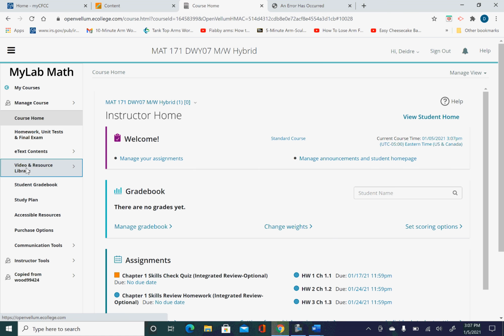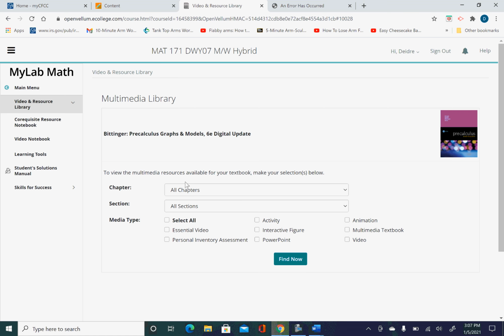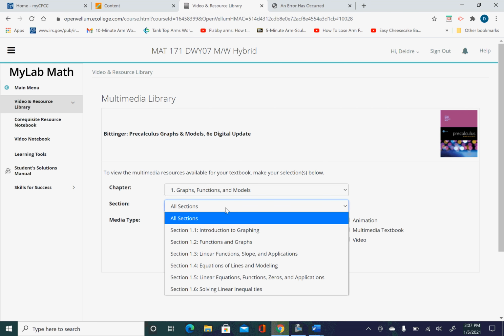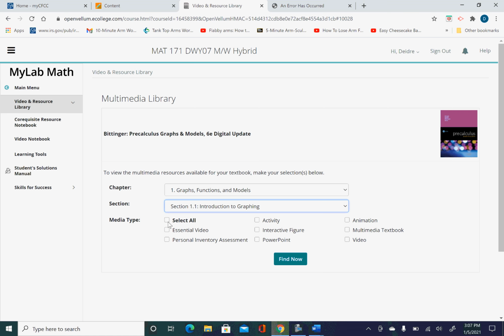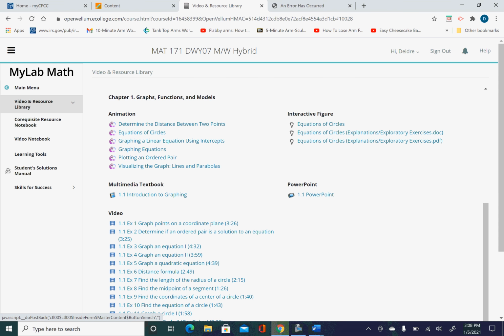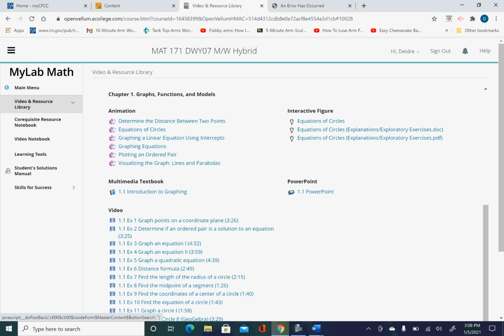Let me go to your video and resource library. For any chapter, for example, we're going to start in chapter 1, and you could go to section 1.1 and just say select all, and it's going to pull up any videos, activities, PowerPoints, anything that is available to you. You can click find now, and then I'll scroll down here, and you could click on any of these materials and you would be able to see, like I said, PowerPoints, videos of someone else explaining the material. In Blackboard you have myself explaining the material, but in here in My Lab Math you have the Pearson instructors explaining the material.